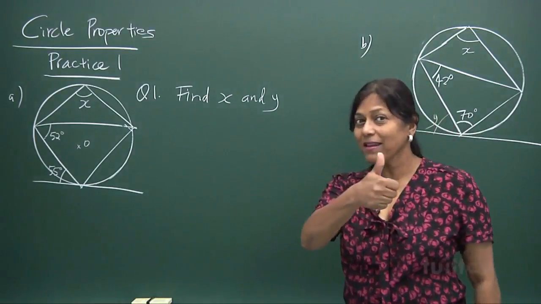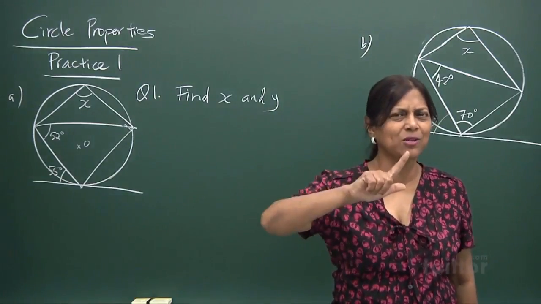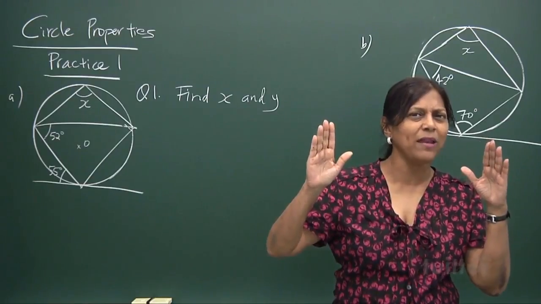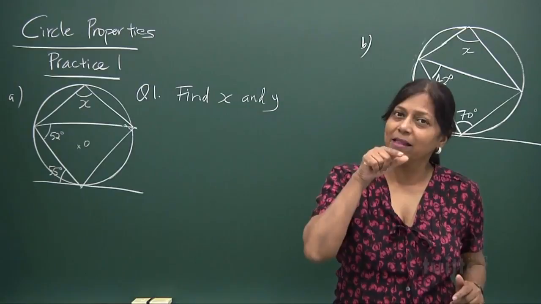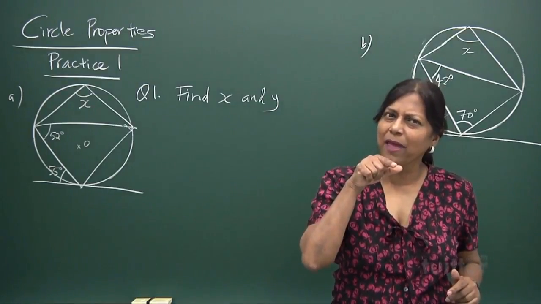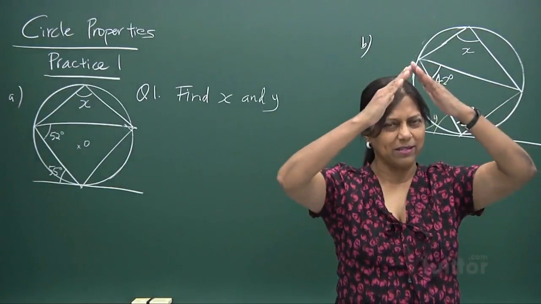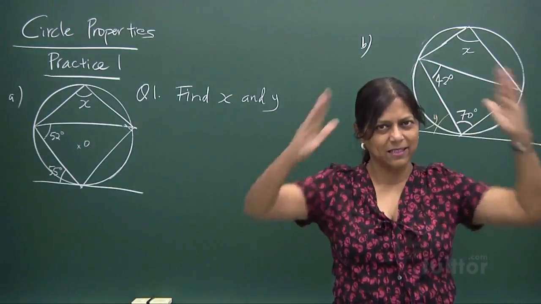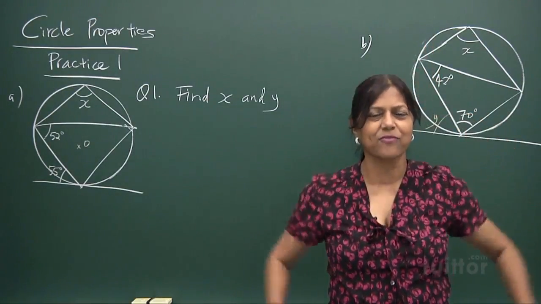Number 1, angle in a semicircle. Number 2, angles in the same segment. We call that what? Bow tie. Third one, angle at center. That angle at center is twice the angle at the circumference. The angle at the center is twice this angle at the circumference.